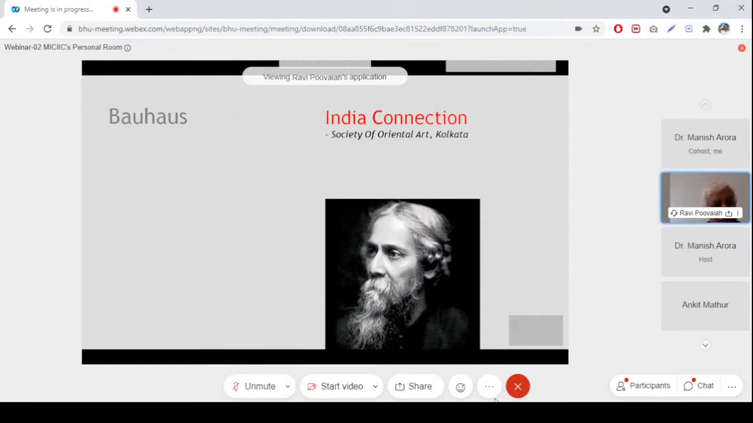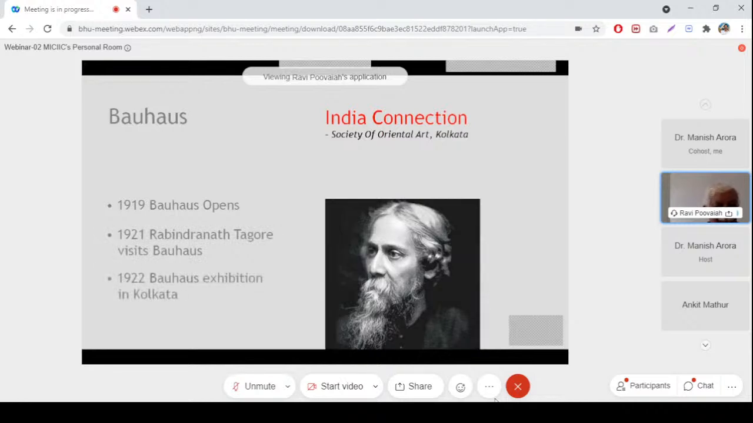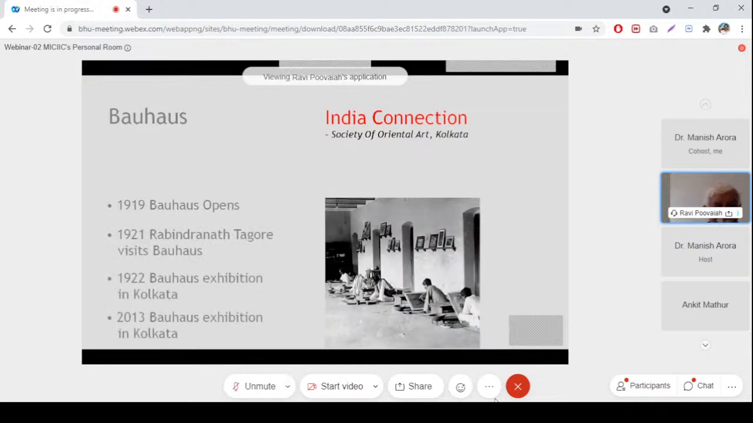Bauhaus, interestingly, had an Indian connection. Rabindranath Tagore had won his Nobel Prize and was invited to Germany, and he went to Bauhaus to have a look at it, just a couple of years after Bauhaus had opened up. He convinced them to send an exhibition to Calcutta.